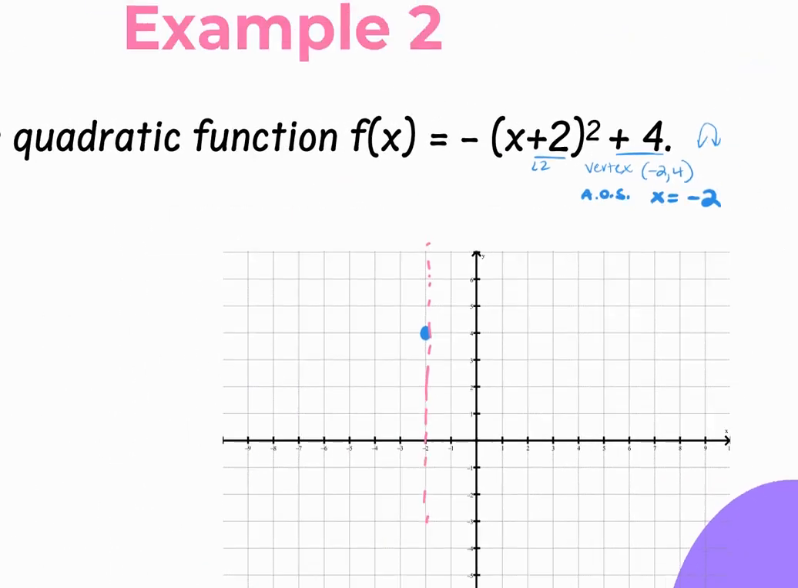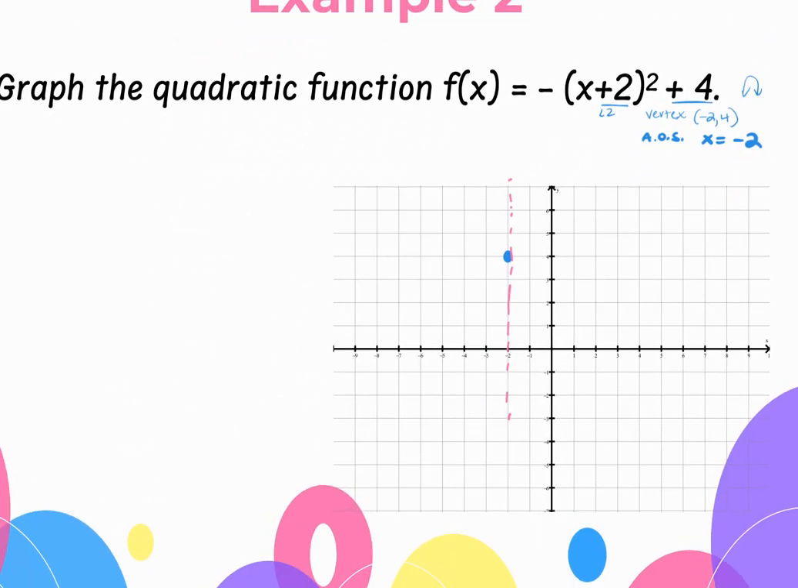Now, if it didn't ask for intercepts and that kind of stuff, I could literally just plot a point to the left and to the right, and I could close in my parabola. But there are going to be times when it asks for the intercepts, so we're going to do them. The y-intercept is the easy one. I plug 0 in for x. So I get f of x, or y, equals negative (0 plus 2) squared plus 4. I get negative 2 squared plus 4, which is negative 4 plus 4, or 0. So my y-intercept and an x-intercept is (0, 0).